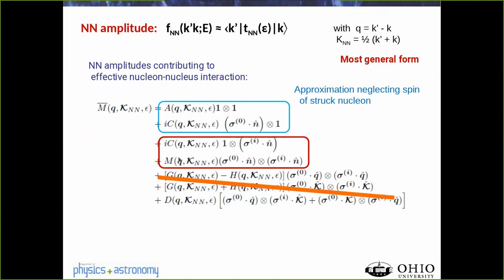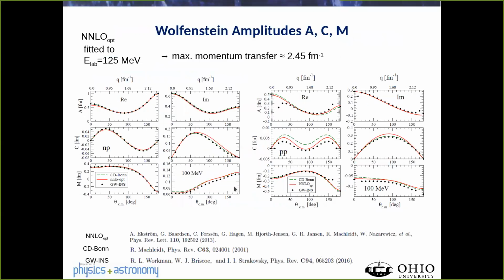And then I have these 2 contributions which now have to be considered. What you see here from the nuclear-nuclear interaction is the central part. This is the spin orbit part of the nuclear-nuclear interaction, and this is basically a tensor piece. So only the Wolfenstein amplitudes A, C, and M actually contribute. G, H, and D do not. So before we go on, let's have a look at how the Wolfenstein amplitudes look.